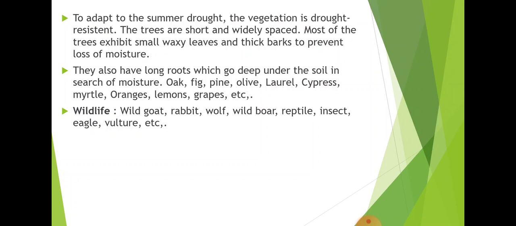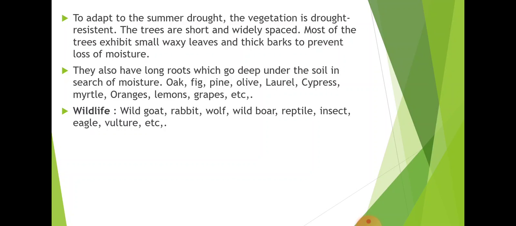And the wildlife found over here: the wild goat, rabbit, wolf, wild boar, reptile, insect, eagle, vulture, etc. So this is the wildlife found in the Mediterranean forest. Because of less vegetation, the minimum amount of wildlife is found in these regions. So these are some of the animals and the vegetation found in the Mediterranean region.